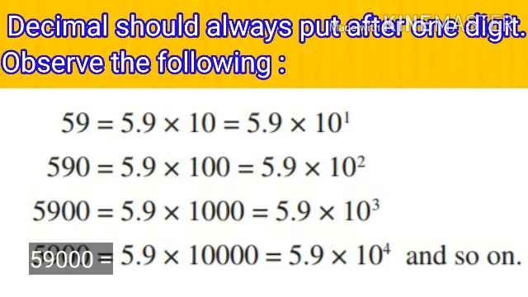Observe the following. 59 is equal to 5.9 into 10. We can write it as 5.9 into 10 to the power 1. 590 is equal to 5.9 into 100. We can write it as 5.9 into 10 to the power 2. 5900 is equal to 5.9 into 1000. We can write it as 5.9 into 10 to the power 3. 59,000 is equal to 5.9 into 10,000. We can write it as 5.9 into 10 to the power 4, and so on.